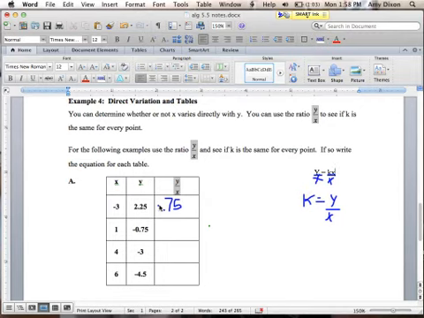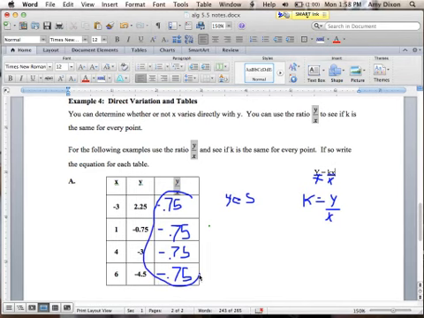And actually, that was negative. Negative divided by positive is negative, so you get negative 0.75. Then negative 3 divided by 4 gives negative 0.75 also. Then negative 4.5 divided by 6 is also negative 0.75. So these are all equivalent to negative 0.75. So we would say, yes, it is a direct variation, and our k is going to be these values right here.